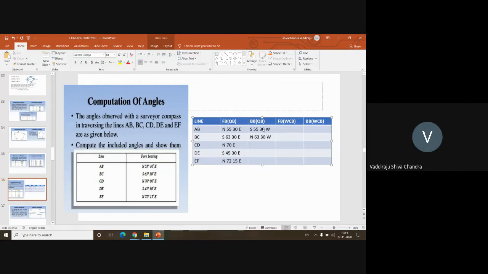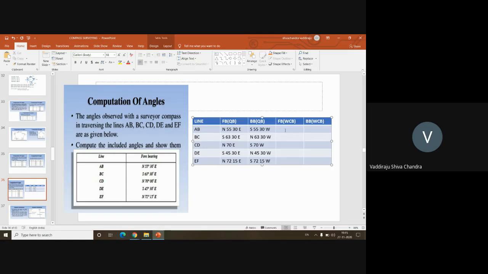This is already the last class for the quadrantal bearing system: the back bearing is numerically the same as the fore bearing. You only need to interchange north with south, and east with west. Don't bother about the numerical value here. Only change the north symbol to south and the east symbol to west. So it will become south 70 degrees west, north 45 degrees 30 minutes west, and south 72 degrees 50 minutes west. Okay.